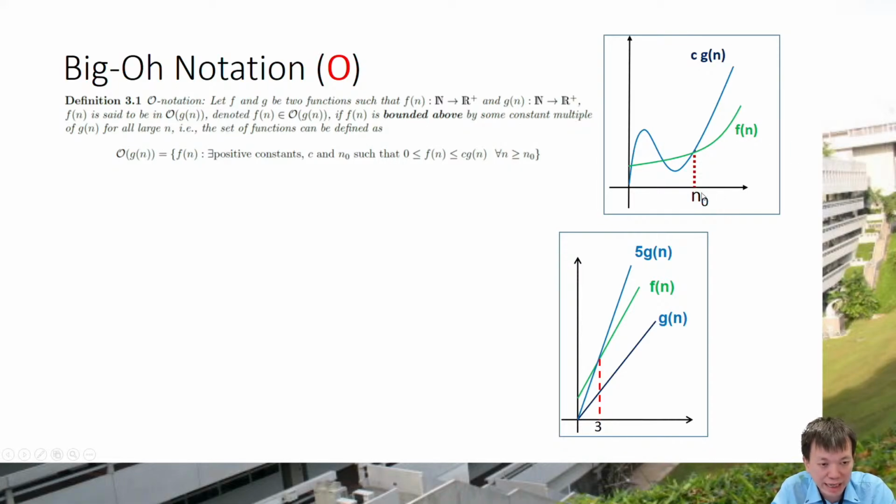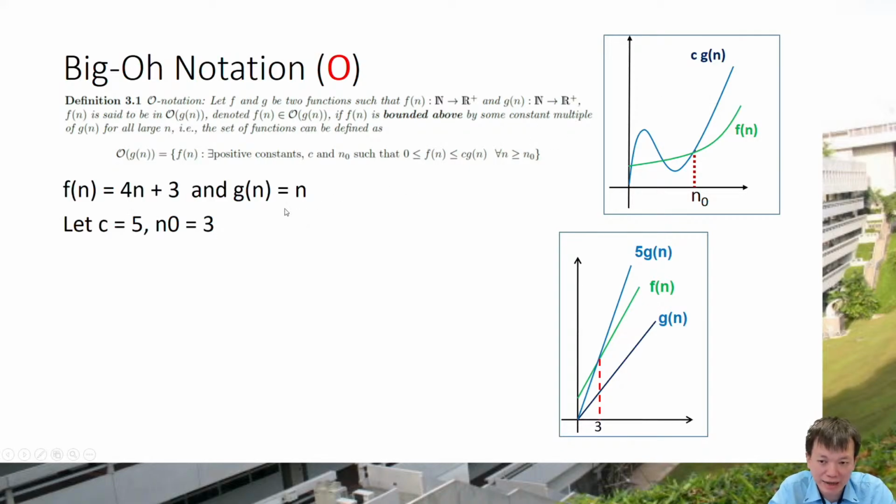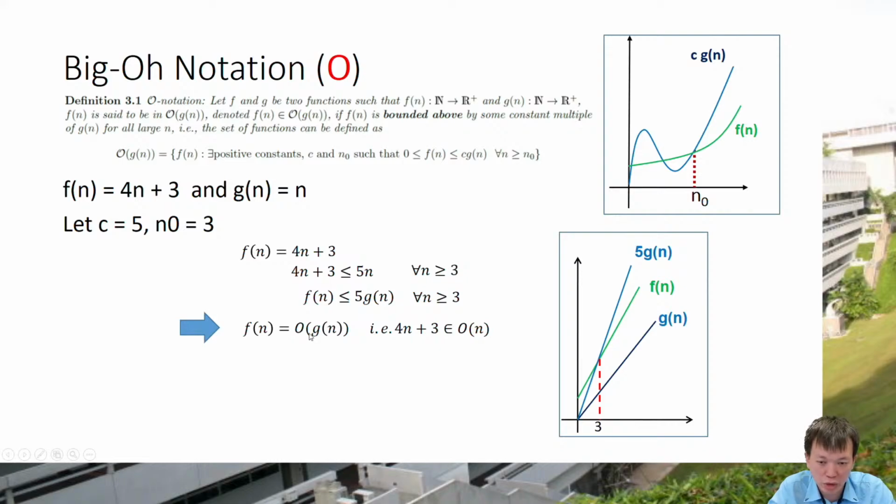That means from n-naught onward, f(n) is always bounded above by this particular c·g(n) function. Then we can conclude that f(n) is in O(g(n)). So as long as I can find the c and n-naught that fulfill this criteria, I can conclude that f(n) is in O(g(n)). In computer science, they simply write it as equal to O(g(n)).